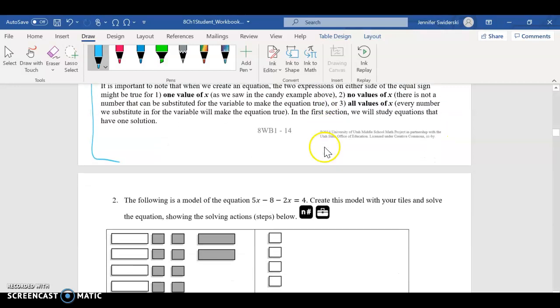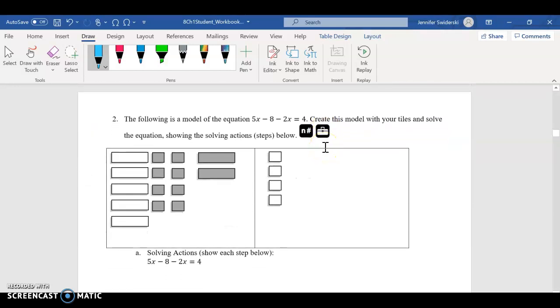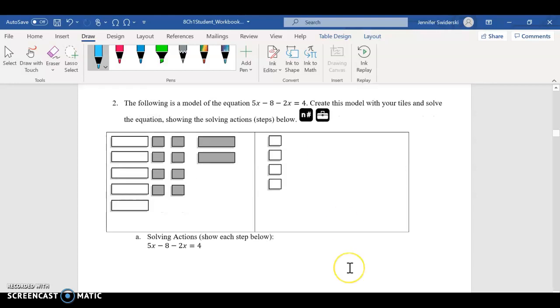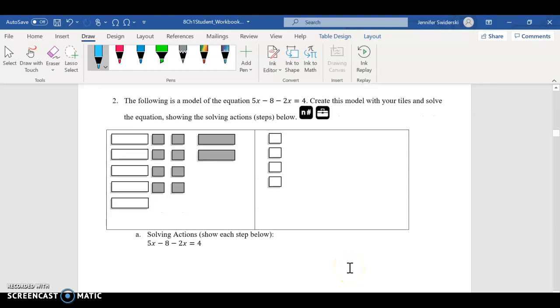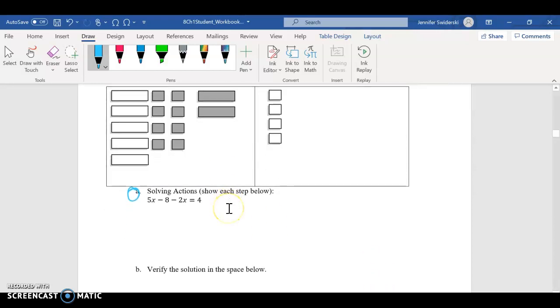We're going to go ahead and start with number 2 together, okay? It says the following is a model of this equation, 5x minus 8 minus 2x equals 4. Create this model with your own tiles and solve the equation. I would love to help you with these tiles if this helps you out, but I'm going to show the math down below, the solving actions, before doing that.